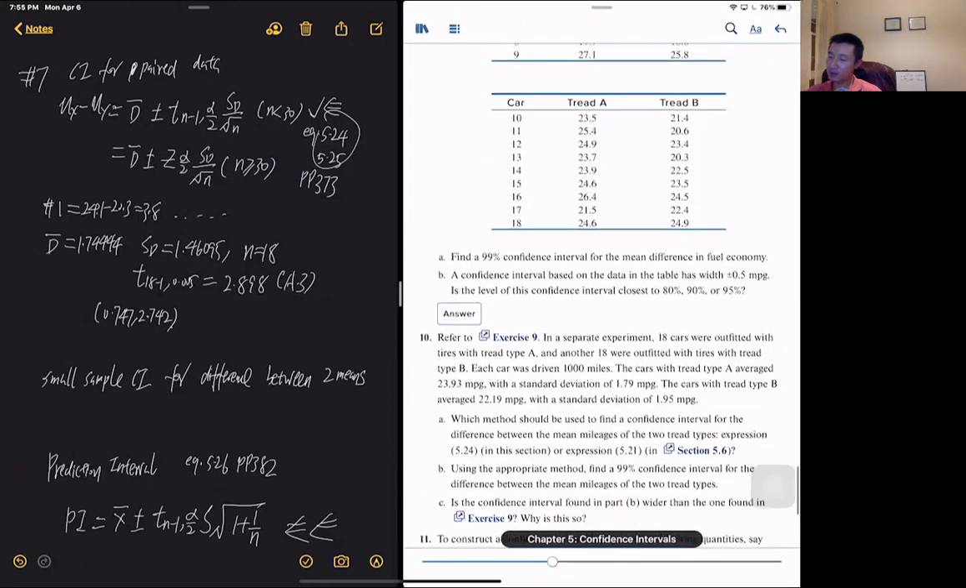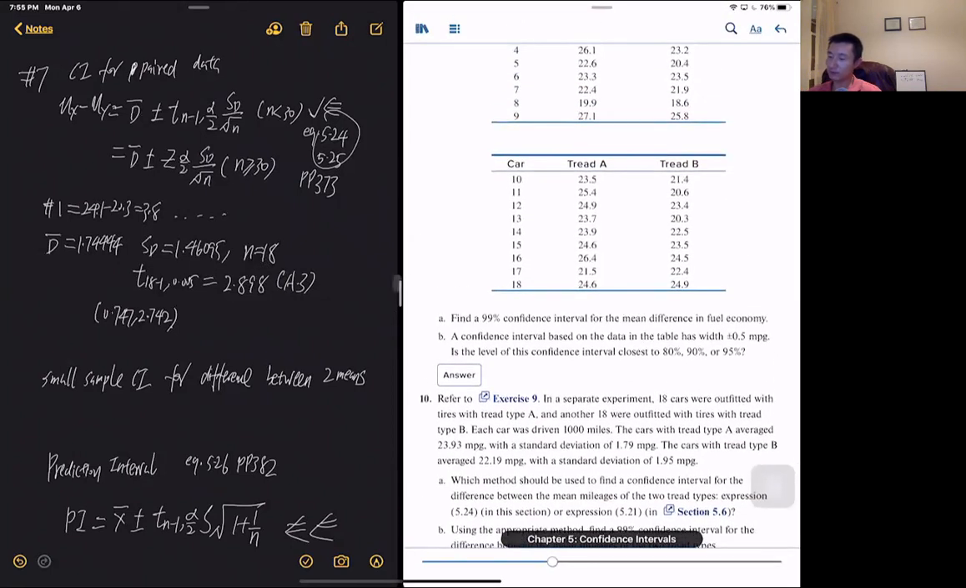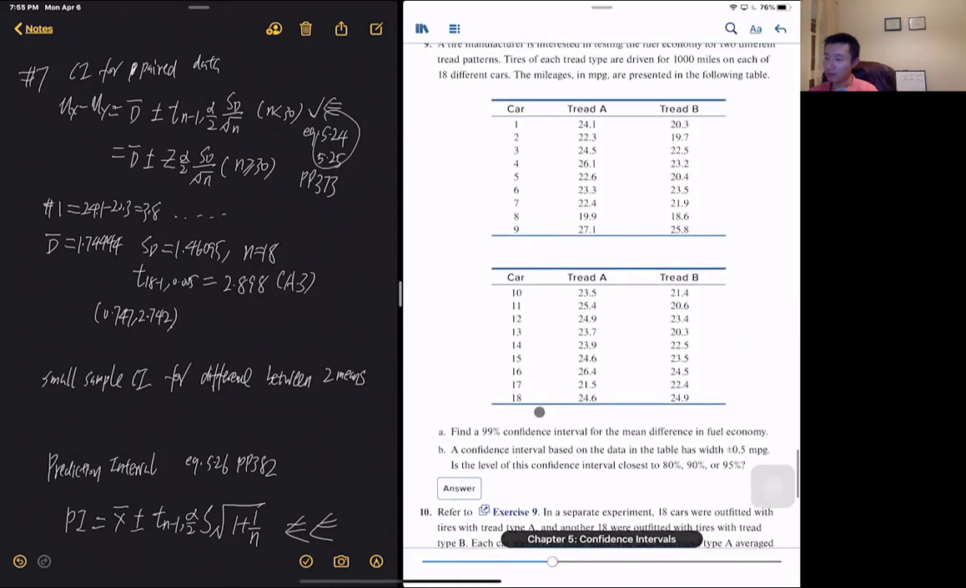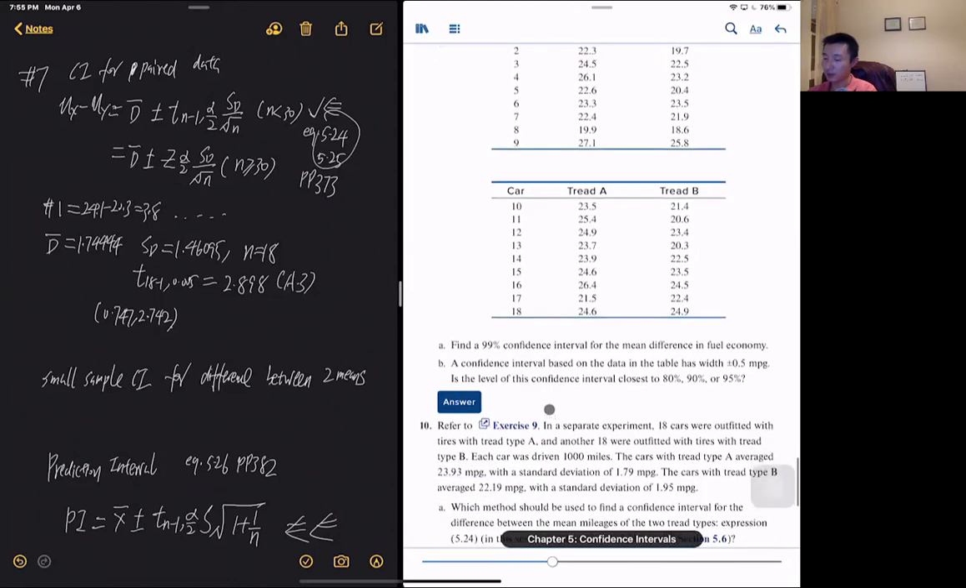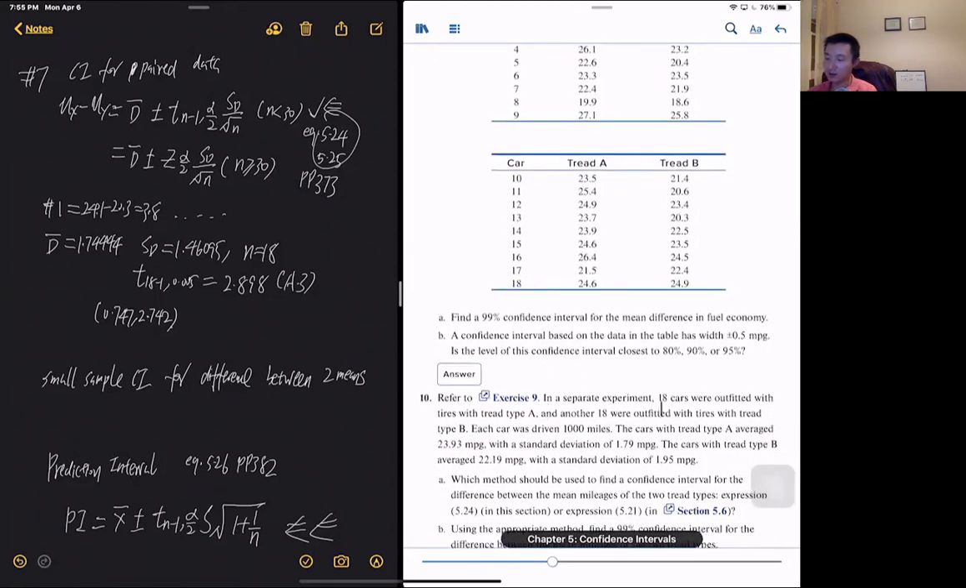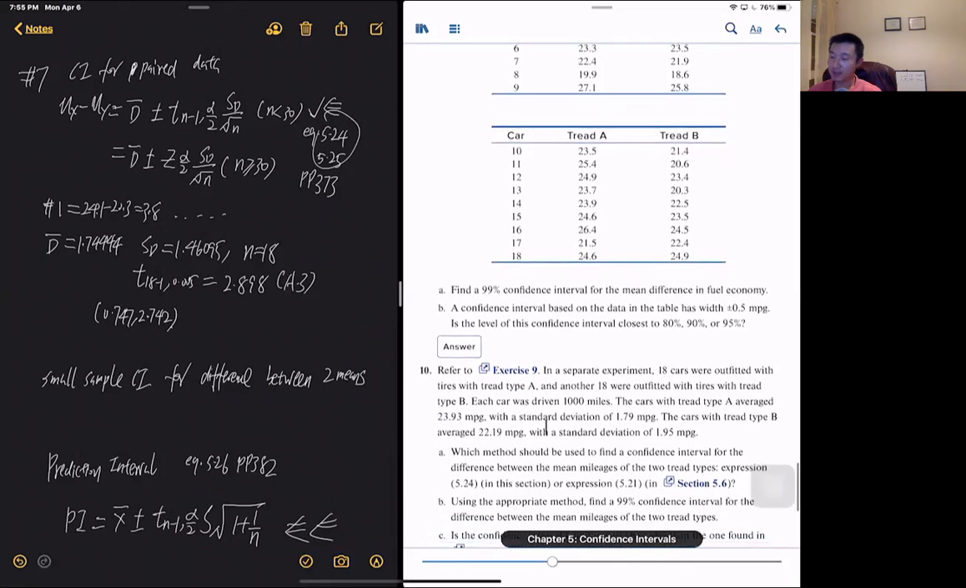Question number 10 says refer to question number 9. So in a separate experiment, 18 cars were outfitted with tires with tread A, and another 18 cars with tread B. So this is different from question number 9. For question number 9, we have the same car: car 1, we use tread A and then we use tread B. But in question number 10, we have 18 cars with type A tread and another 18 cars with type B tread. So this is not paired data.